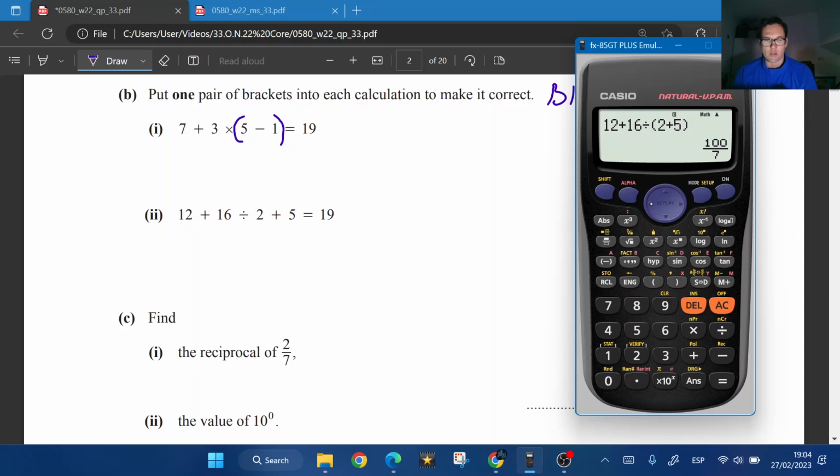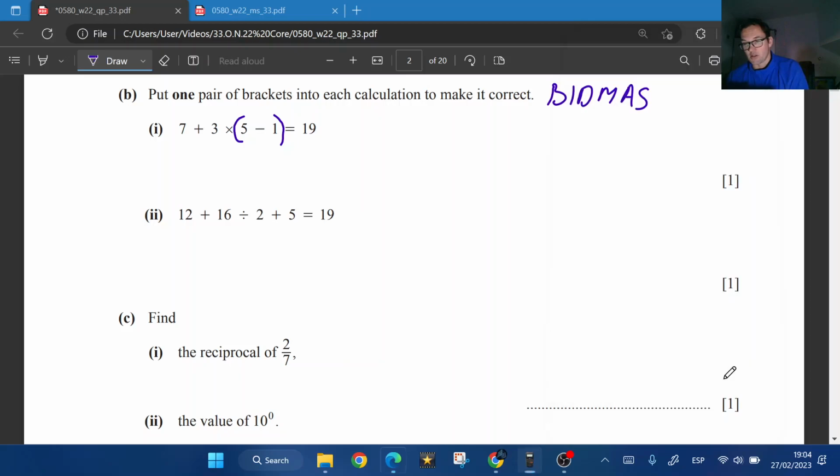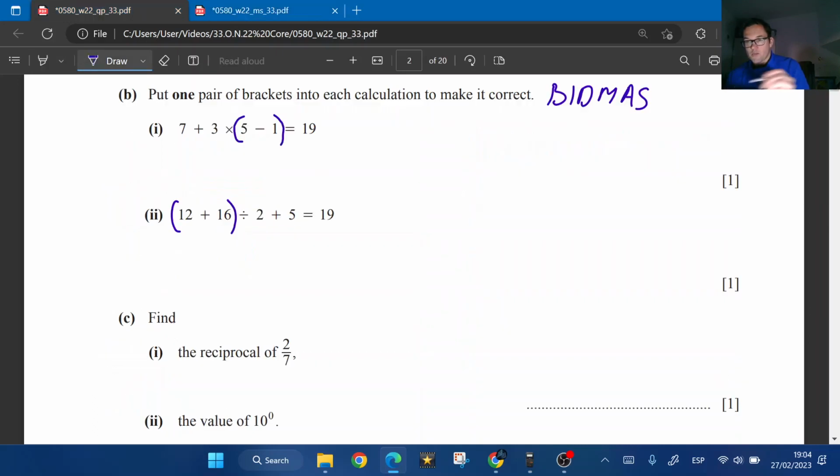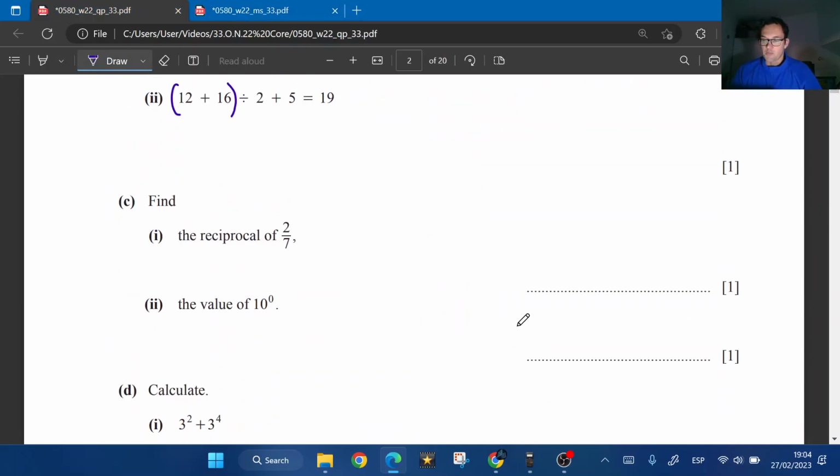That will not work. So let's try to put the brackets at the beginning. That will do the 12 plus the 16 first, which is 28. 28 divided by 2 is 14, plus 5 is 19. So as you can see, that is the one that works. And there it is, we can see the answer. 1 mark each. So, not too difficult.